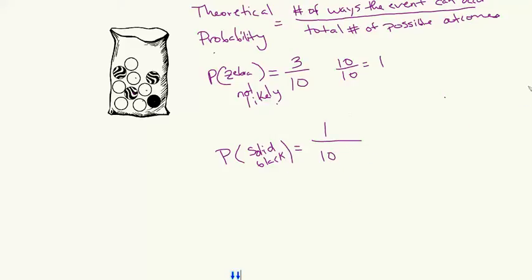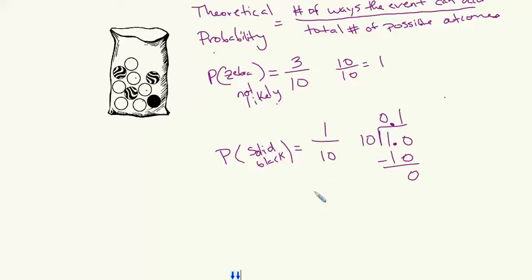Now I'm also going to write this as a decimal. And to convert a fraction to a decimal, we're just going to divide 1 divided by 10. So top in, bottom out. 1 divided by 10. 10 goes into 1 0 times. 10 goes into 10 1 time. 1 times 10 is 10. So I can see that my probability of choosing a solid black marble written as a decimal is 0.1.